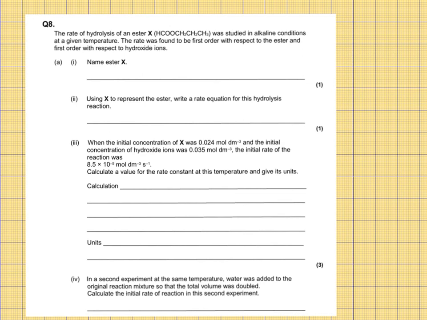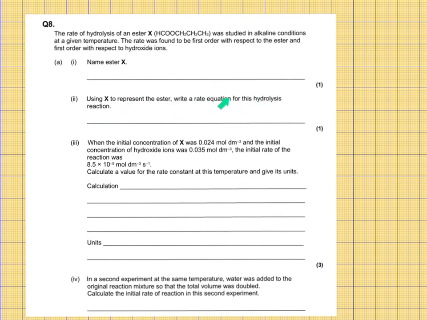And in this question, you're told that there's an ester and it was studied under alkaline conditions, so we know this to be saponification at a fixed temperature. And we're told that the rate is first order with respect to both the ester and the hydroxide ions. So the first thing they want us to do is to name the ester, and then, using x to represent the ester, write a rate equation for this hydrolysis.